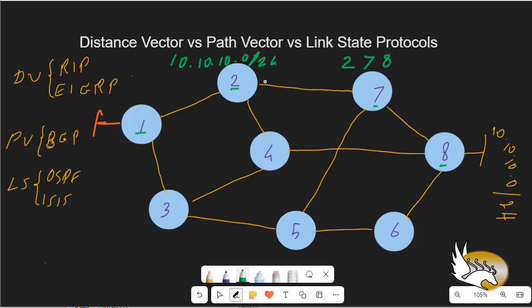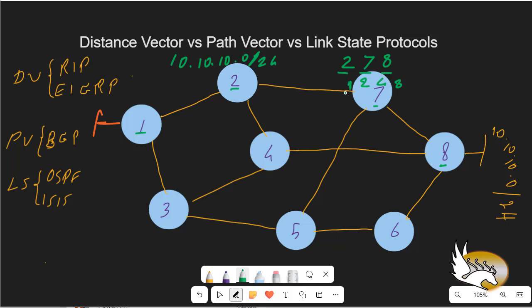So I would say to get to 10.10.10.0, I have to go through these networks: 2, 7, 8. That means I have to go through 3 different networks to get to the destination. Now, what about others? I have some other paths to the destination as well. I might go from 1 to 2, from there to 4, and then to 8. So that's going to be like this: 8, 4, 2, 1.